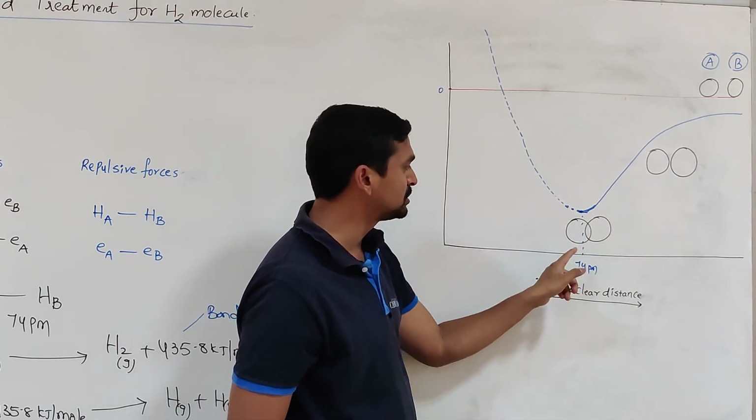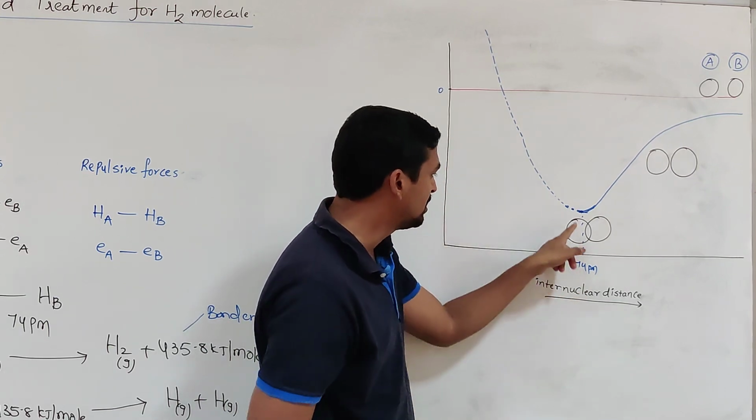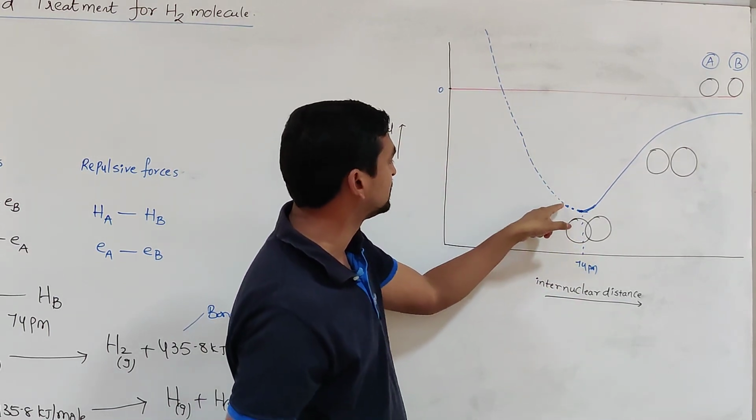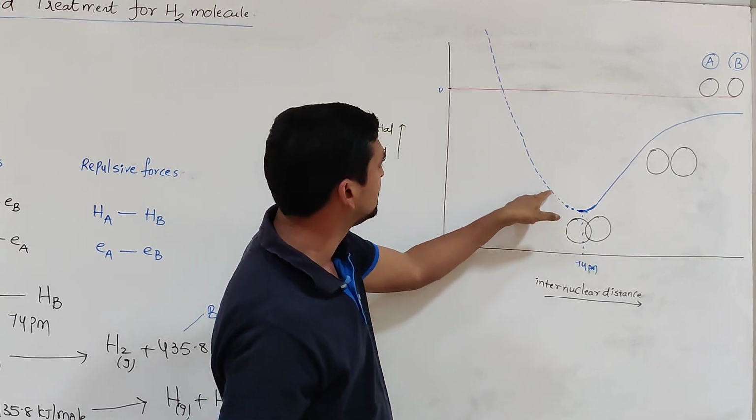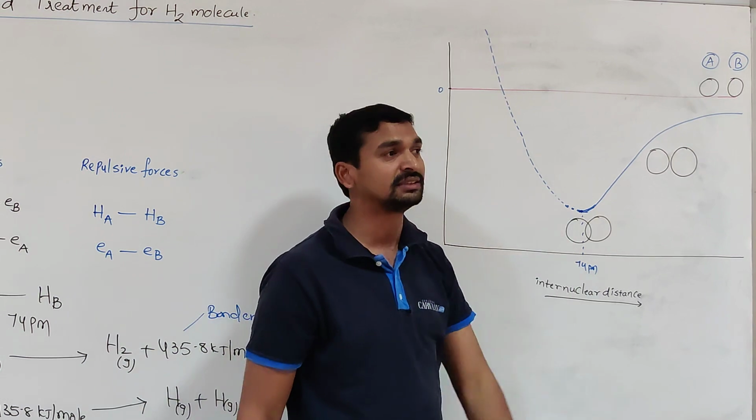Suppose you keep these two hydrogen atoms at less than 74 picometer distance, what happens here? The repulsive forces are dominating. That's why the potential energy of the system increases again. That always corresponds to less stability.